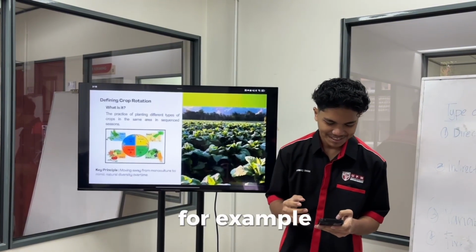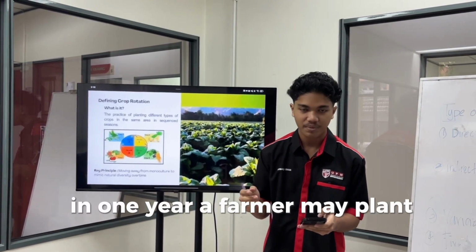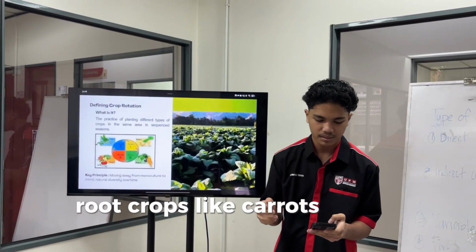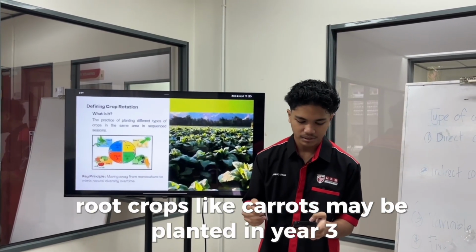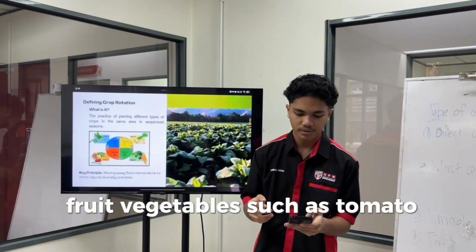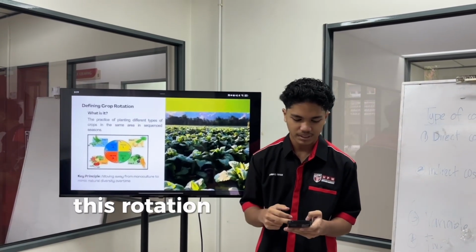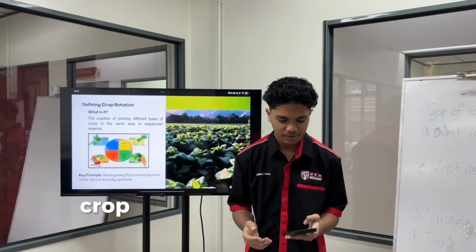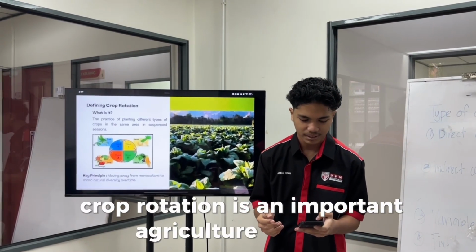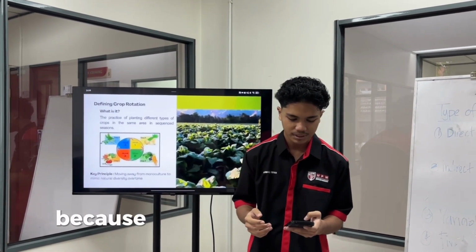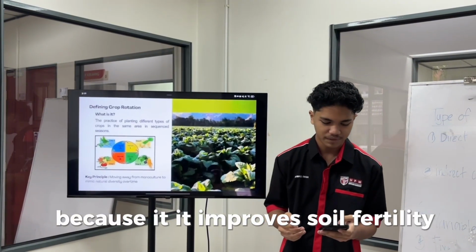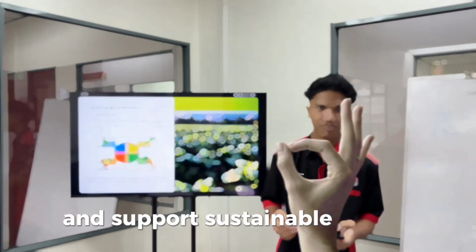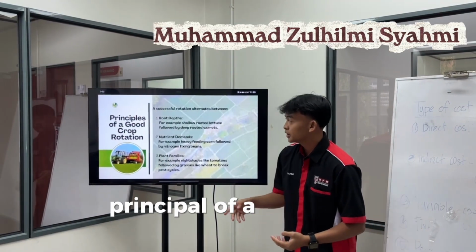For example, in one year, a farmer may plant leafy vegetables. In year 2, root crops like carrots may be planted. In year 3, fruit vegetables such as tomato can be grown. This rotation helps improve soil health. In conclusion, crop rotation is an important agricultural practice because it improves soil fertility, reduces pests and disease, and supports sustainable farming.